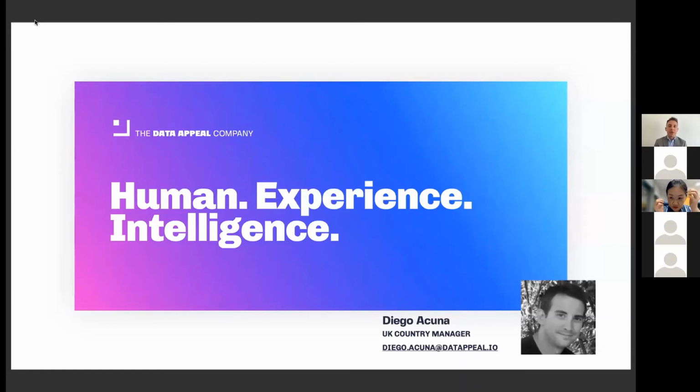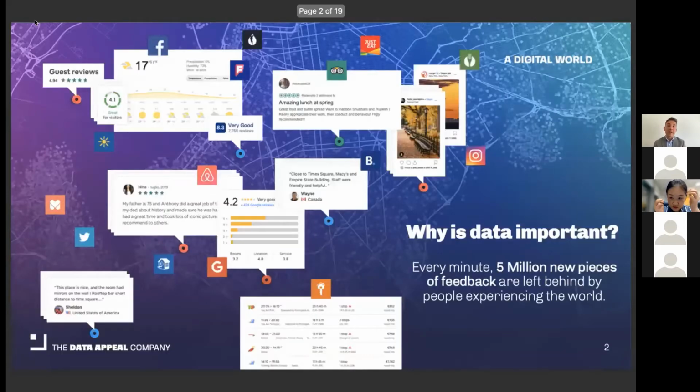How do we go about this human experience intelligence? Well, we want to help every destination become a data-driven destination. We see that there's feedback left behind. There's about 5 million pieces of content every minute by people experiencing different products, different destinations, different activities. So what we do is we collect all of this data and make all the hard work for you and summarize it into one place.